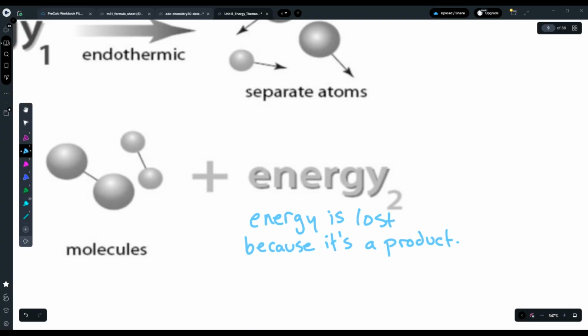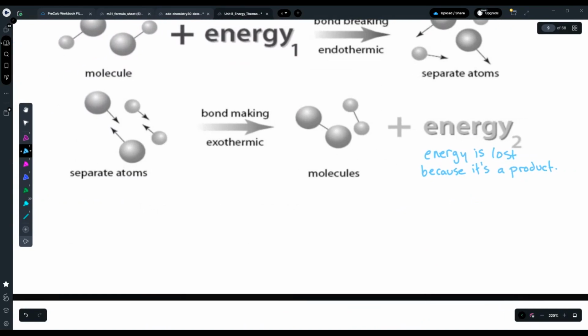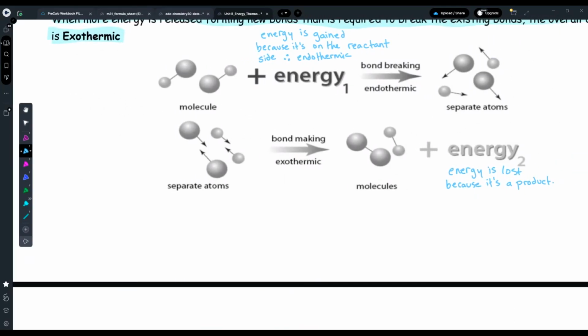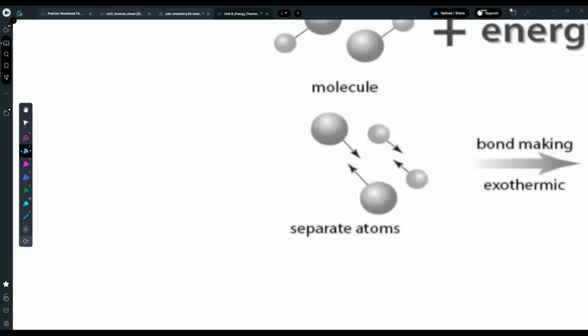Okay, so exothermic processes or exothermic reactions, they're always going to have energy on the product side because energy is being produced, it's being released from the system. All right, now let's do some diagrams about endothermic and exothermic reactions. We'll have to scooch them over here.